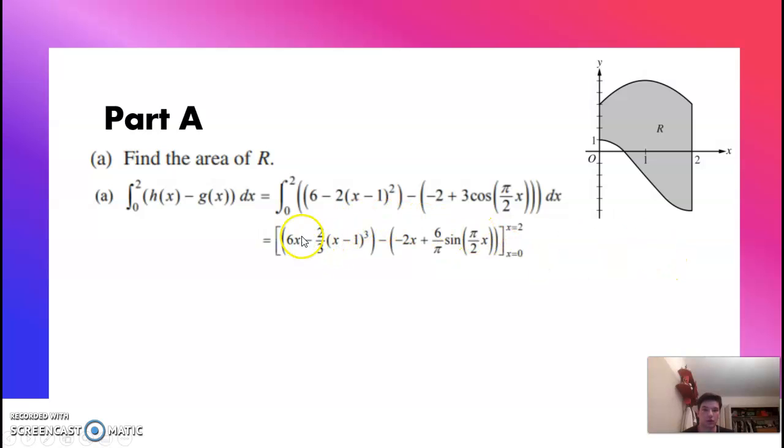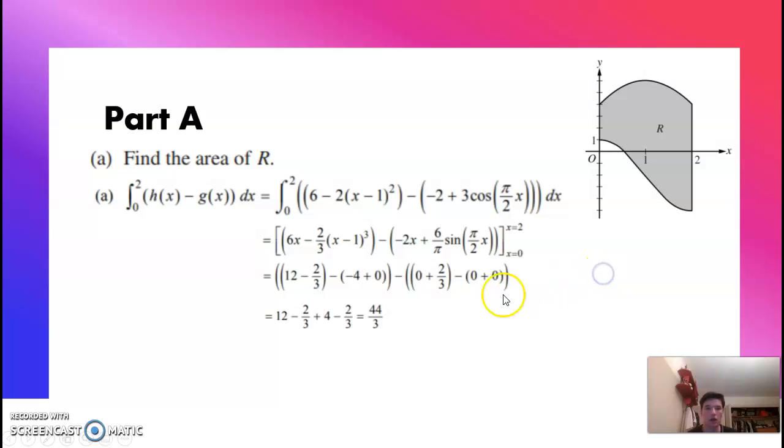And so let's go through simplifying. You have the upper and lower bounds between 0 and 2, and you'll simplify this with the antiderivative, and then you'll plug in the upper and lower bounds, and it'll come out to the answer of 44 over 3. So your answer will be the area of R is equal to 44 over 3.